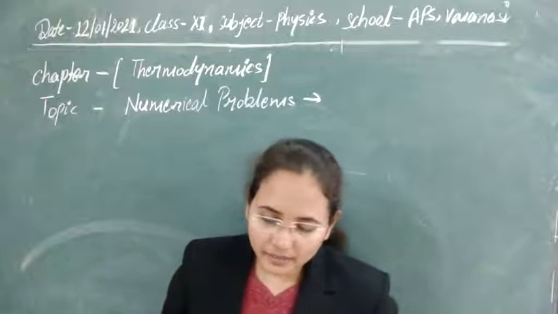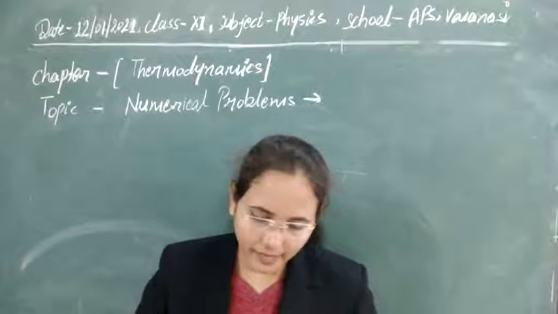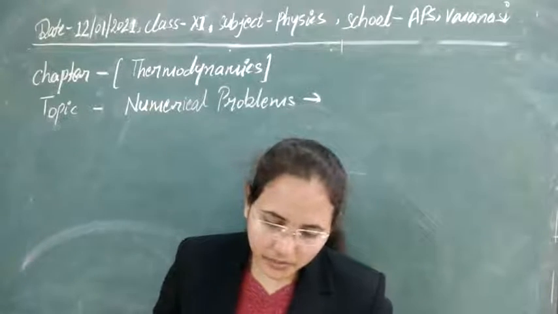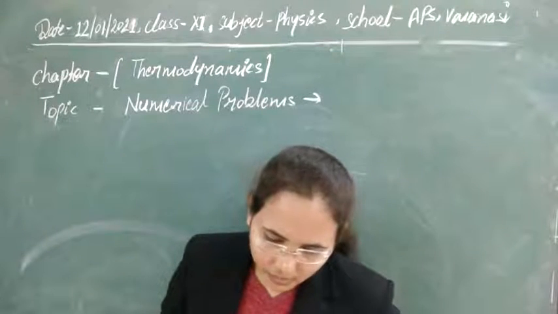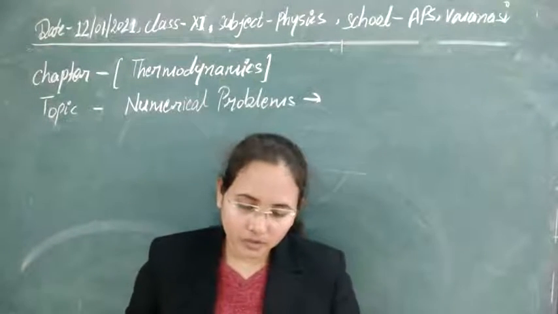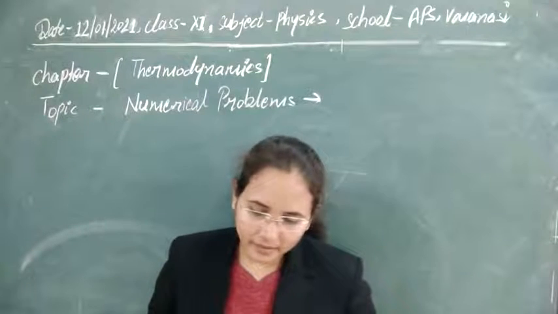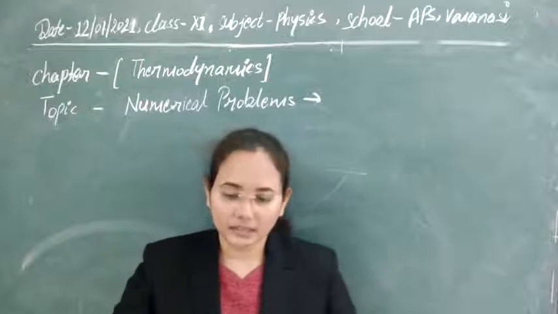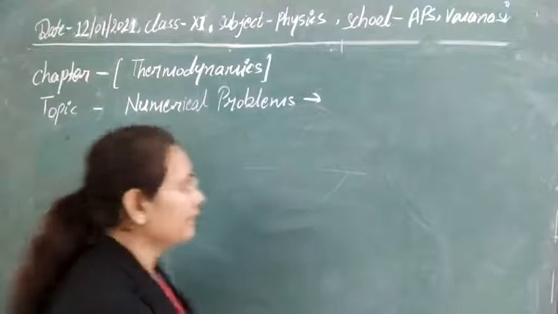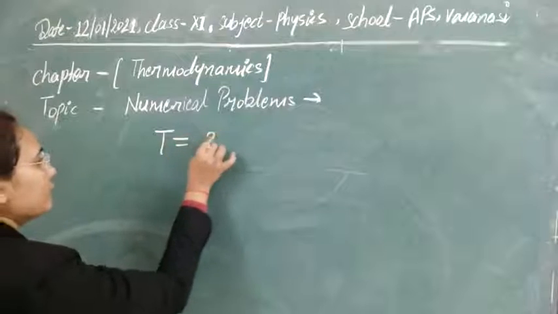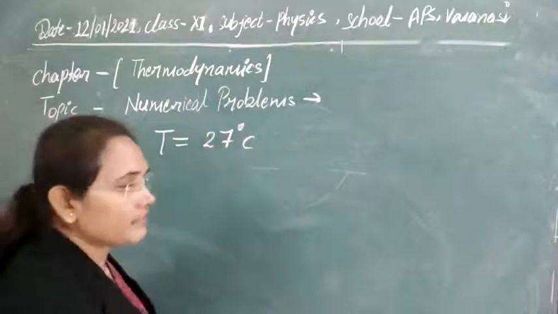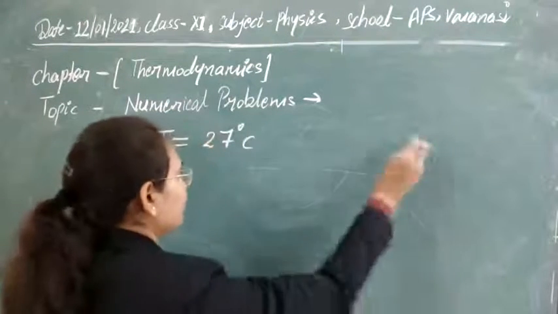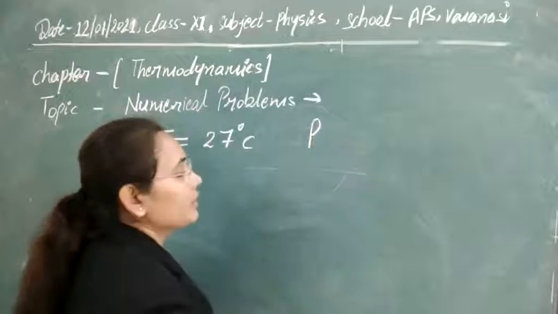So the first question is: a quantity of air at 27 degrees Celsius and atmospheric pressure is suddenly compressed to half of its original volume. Find the final pressure and temperature. So here it is given that the initial temperature of the air is 27 degrees Celsius, and also the pressure of the air is atmospheric pressure. So suppose atmospheric pressure is P.